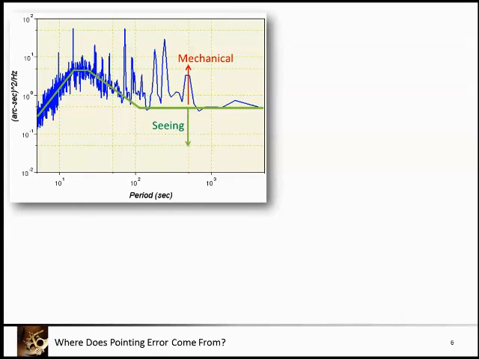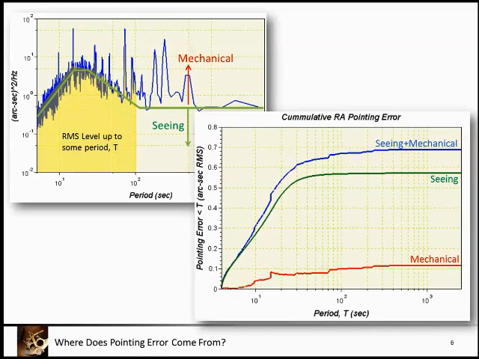All right, and now think back in terms of the area under the curve, because now we can start to say, well, the area under the curve up to, say, a period of 100 seconds produces this amount of pointing error, and we can start to differentiate between which peaks contribute to pointing error and which peaks don't. And one very useful way of doing this is by plotting a cumulative pointing error as a function of period, which is what's shown here.